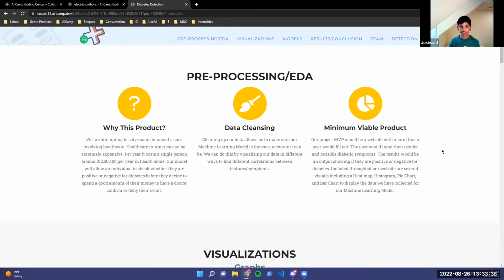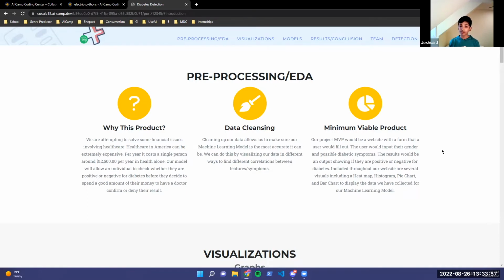Data cleansing. Cleaning up our data allows us to make sure our machine learning model is the most accurate it can be. We can do this by visualizing our data in different ways to find different correlations between features and symptoms. Minimal viable product, or MVP.